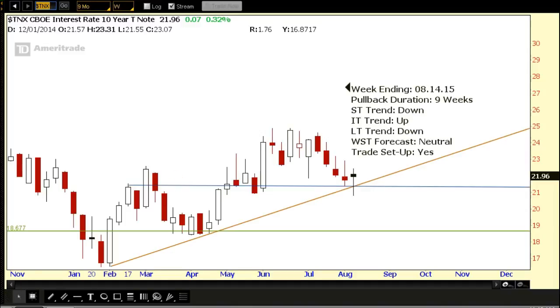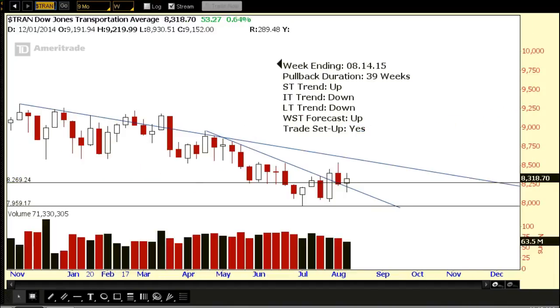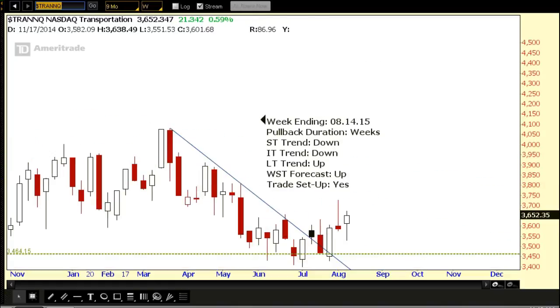So anyways, now moving on, we'll talk about transportation. This is the Dow Jones Transportation, and we can see we're up on the short term and intermediate term, and long term down. Our forecast is up, and there is a trade setup. This is important too, because by transportation we can see quite a bit about where the market overall might be headed. So that's that.